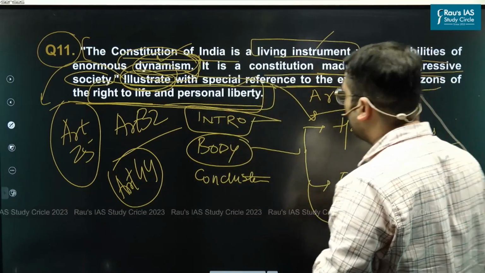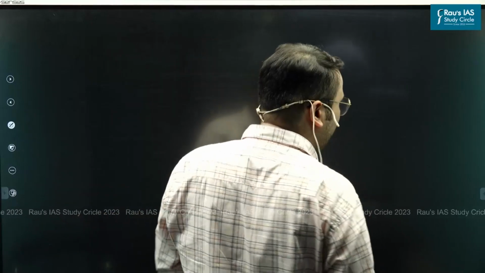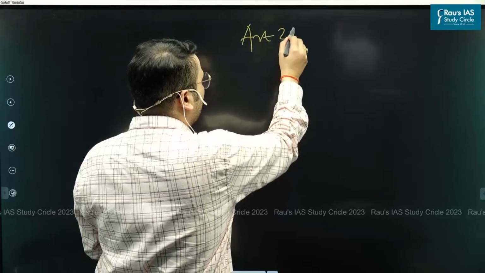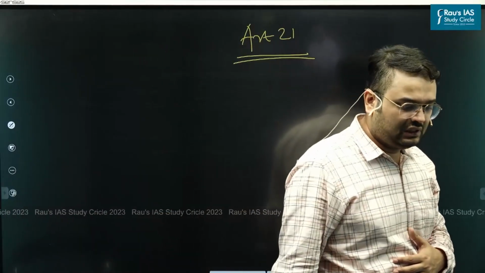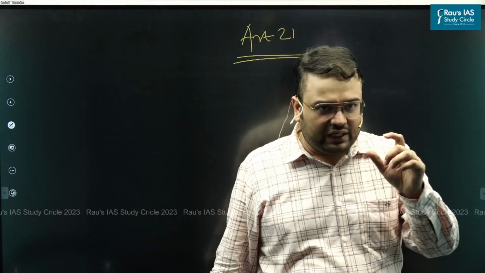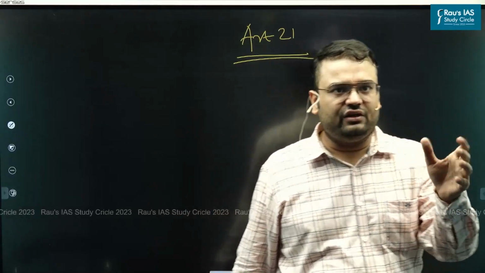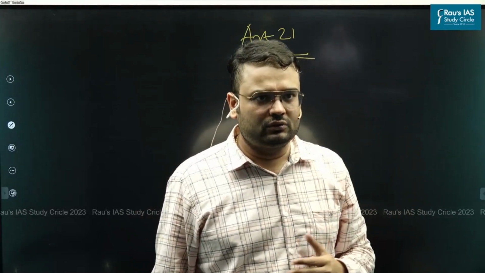What exactly should be the second part of our answer? We need to talk about right to life and personal liberty, which we know is an article under Article 21. What do we know about Article 21? We know this is a fundamental right which says that right to life and personal liberty of an individual cannot be taken away, except for a procedure established by law.